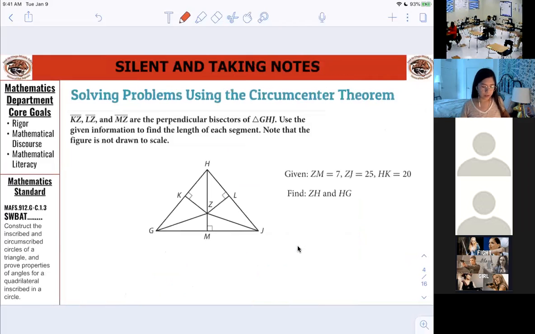All right. So we can solve problems using this theorem. Just like any theorem that we have, it allows us to solve different types of problems.